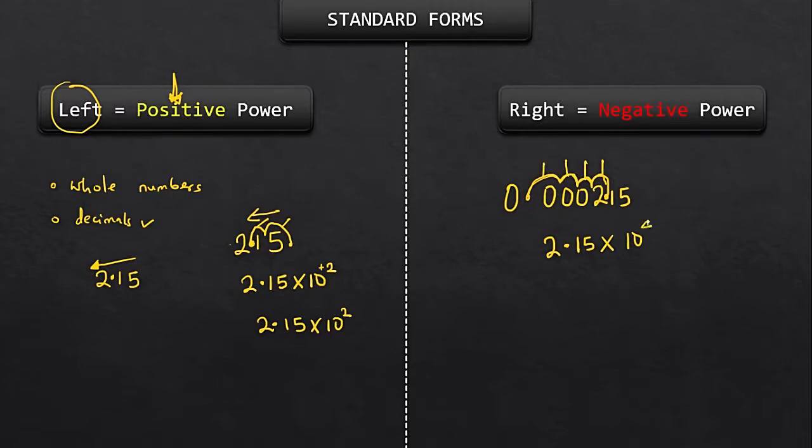So we moved 4 times. But in what direction? We moved in the right direction. So we are going to write a negative, so it's going to be a negative power. Positive power because we moved to the left, and negative power because we moved to the right. Don't worry if you don't get this one fully, but we are going to take a lot of examples.